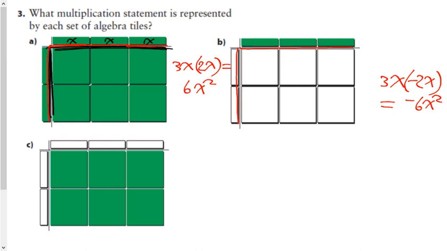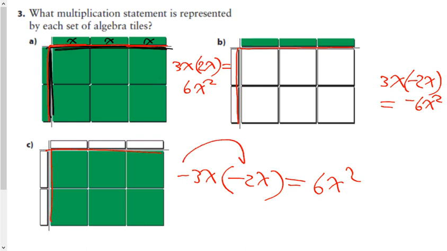And finally, in our third one, our length is negative 3x multiplied by the width, which is negative 2x. And our area inside there is going to be a positive 6x squared. Okay, and we know that because of our integer rules we learned in grade 7, that a negative times a negative is a positive.